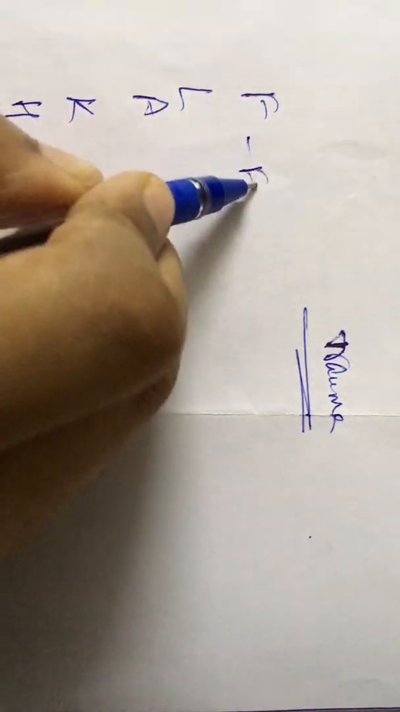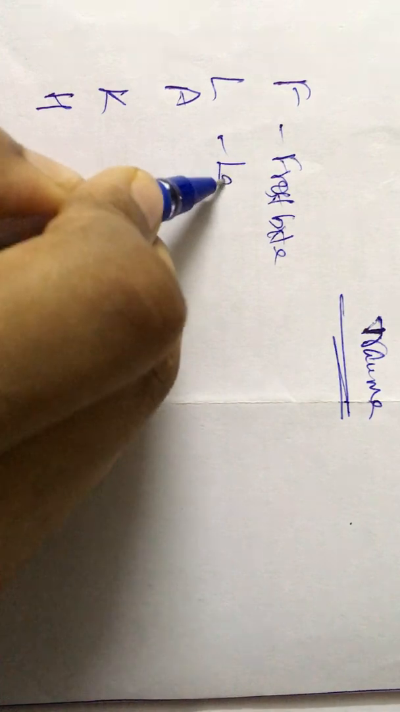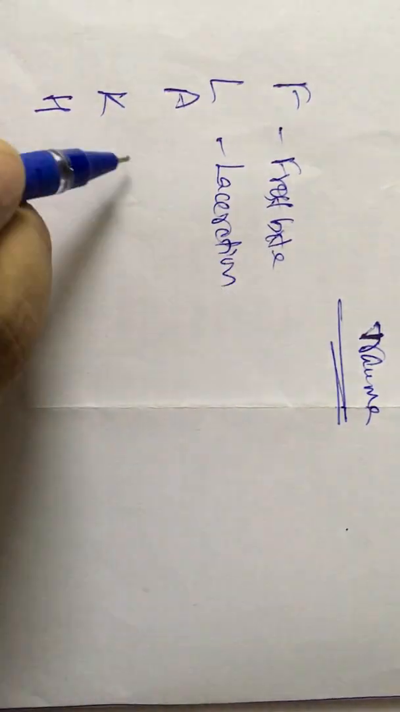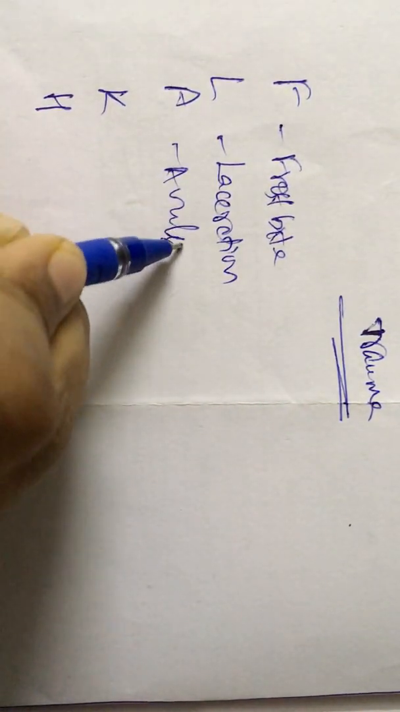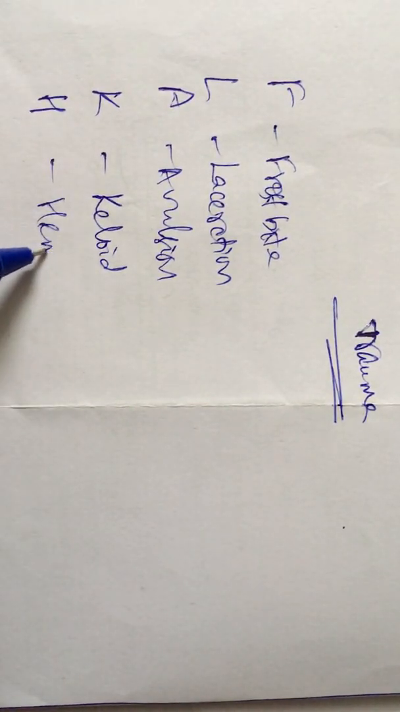So FLAKH stands for F for frostbite, L for laceration, A for avulsion, K for keloid, and H for hematoma.